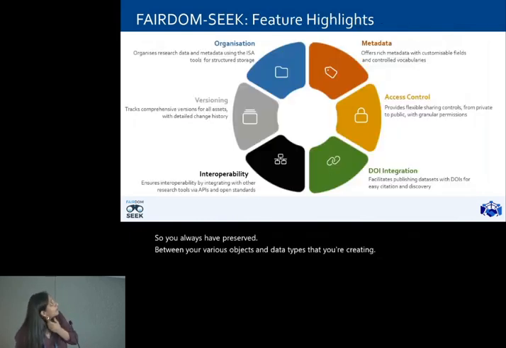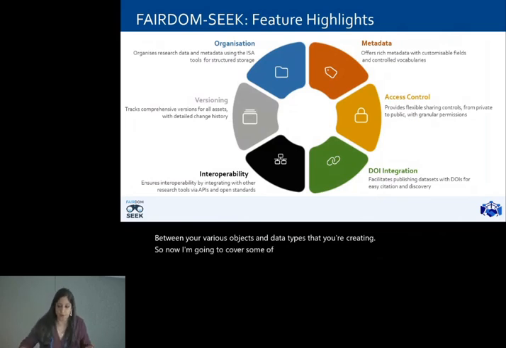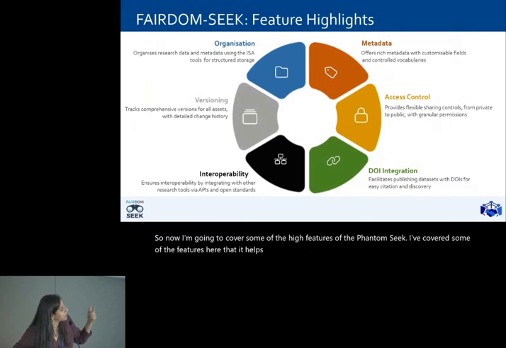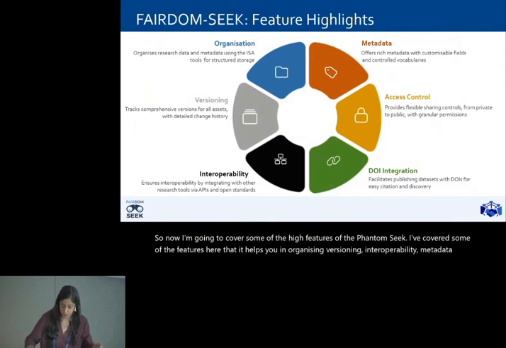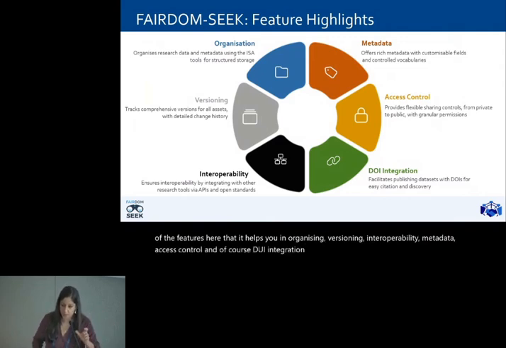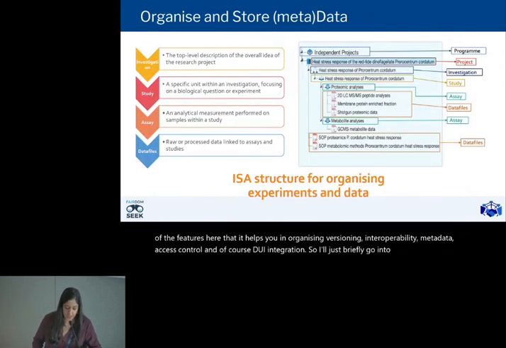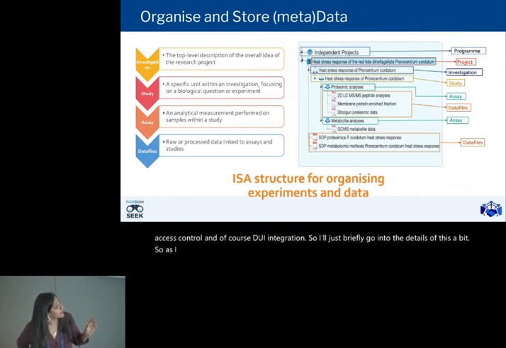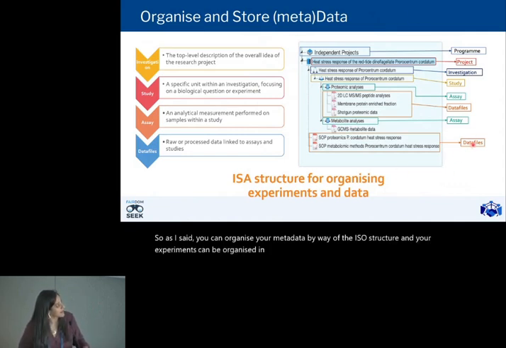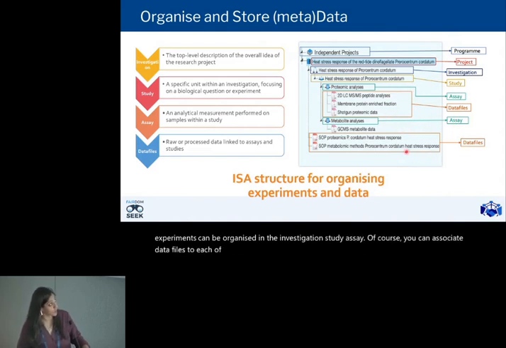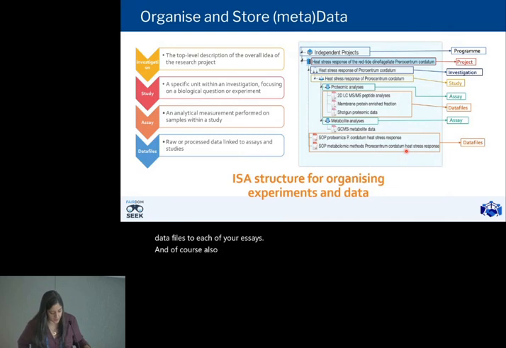So now I'm going to cover some of the high-level features of FAIRDOM SEEK. I've covered some of the features here: it helps you in organizing, versioning, interoperability, metadata, access control, and of course, DOI integration. So I'll just briefly go into the details of this. As I said, you can organize your metadata by way of the ISA structure, and your experiments can be organized in the investigation, study, assay. Of course, you can associate data files to each of your assays there, and of course, also samples. I'll talk about them in a bit.